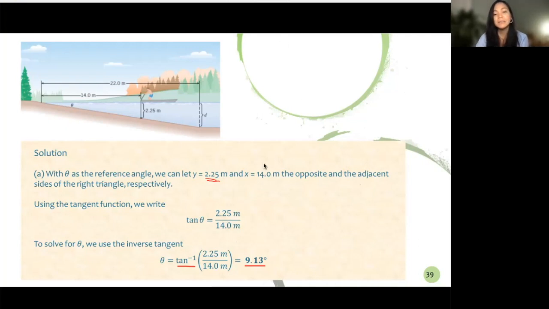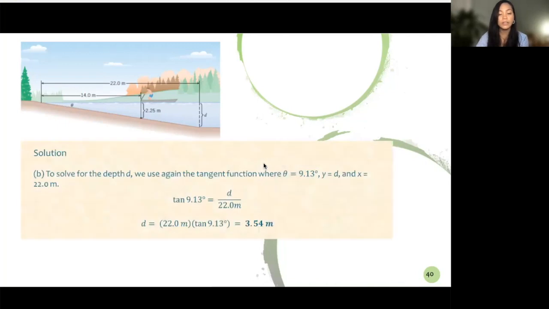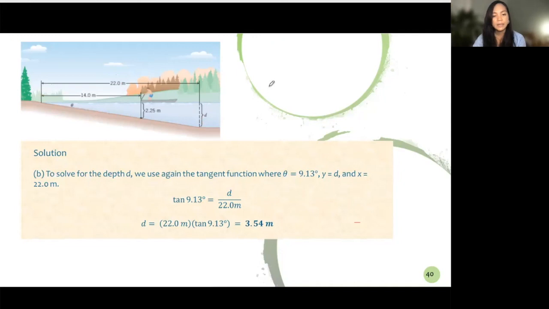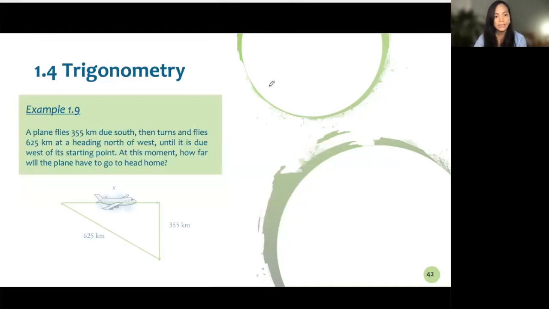But this time, the problem is asking for a different one. It is asking for this one. Now, we know this is 9.13 degrees already. Now, it's asking this one. We know this is 22. This is the opposite, and this is the adjacent. And then we can look for it. Just cross-multiply, and you will look for the letter D. And that will be the answer. I will clear it.